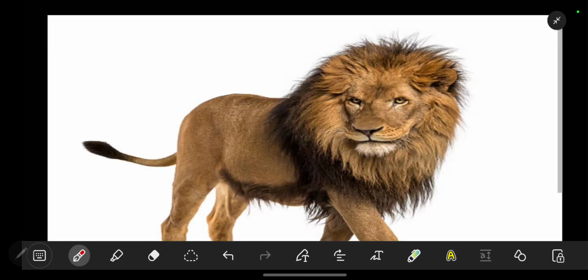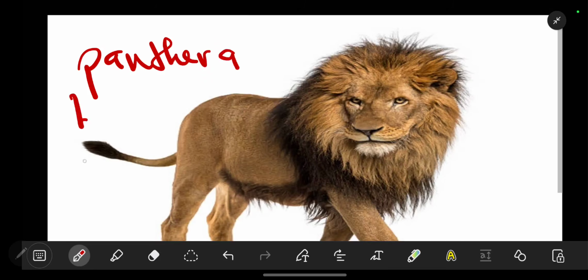Another animal that we can look at is the lion, which we call Panthera leo. This is the scientific name of a lion. You can see the genus name for the lion and the tiger is the same, but the difference is the species name, which is more specific.